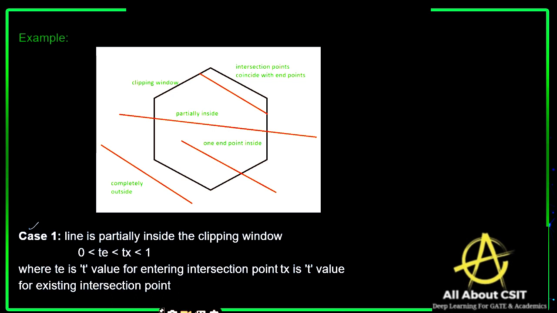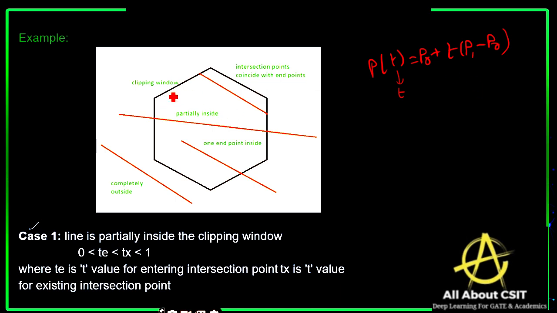We are applying this on the parametric equation only. The parametric equation is P of t equals P naught plus t into (P1 minus P naught). You know P naught is the starting point of the line, and P1 is the ending point of the line, and we need to find the time at which these two points intersect the polygon, that we need to find out.